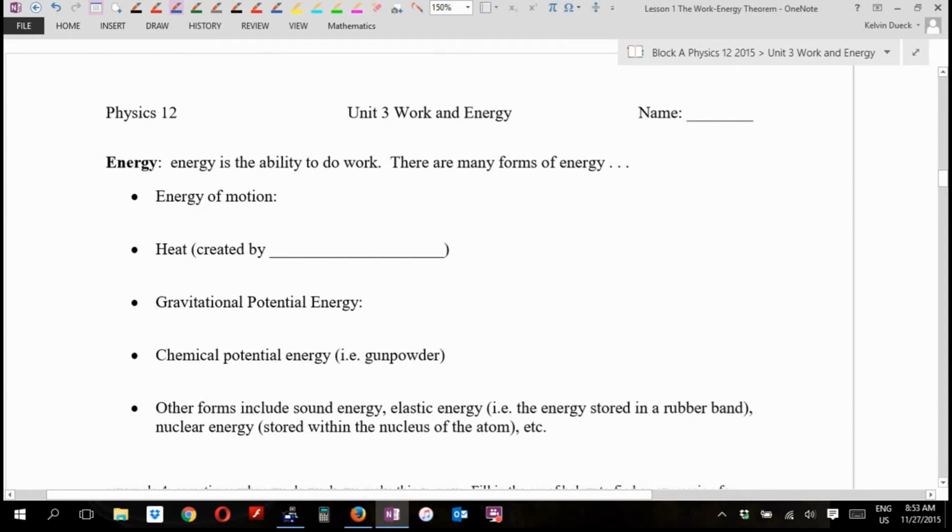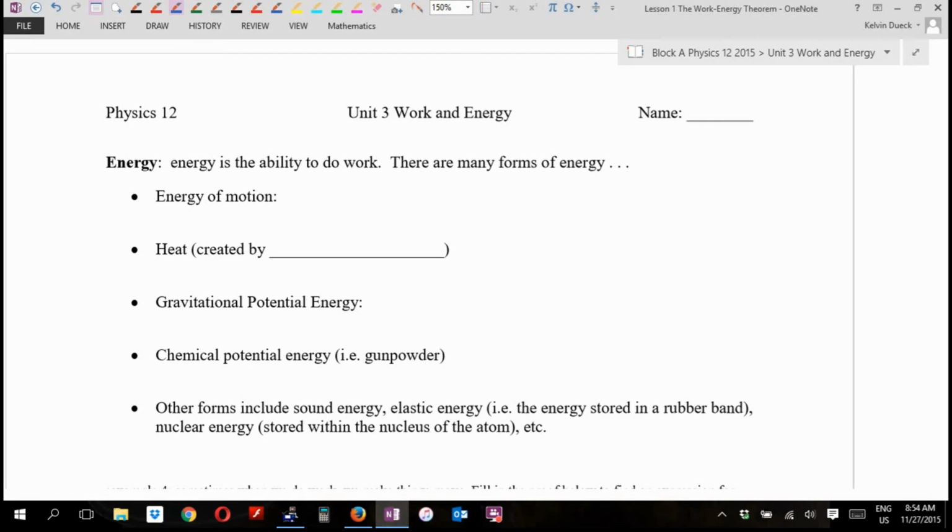Energy is the ability to do work. If an object can apply a force over a distance, it has energy. And there are many, many forms of energy. Energy of motion. Moving objects have energy.